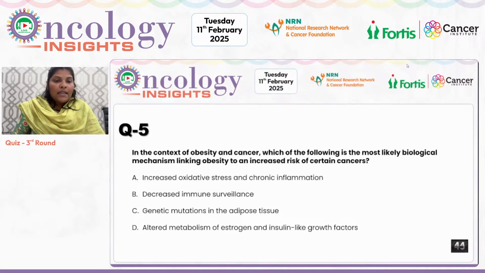Option A, increased oxidative stress and chronic inflammation. B, decreased immune surveillance. Option C, genetic mutations in the adipose tissue. And option D, altered metabolism of estrogen and insulin-like growth factors.